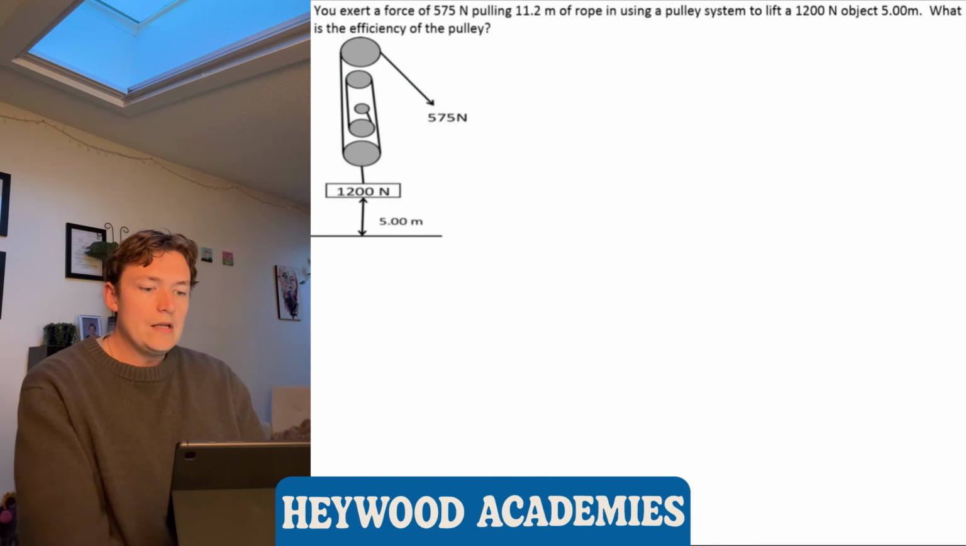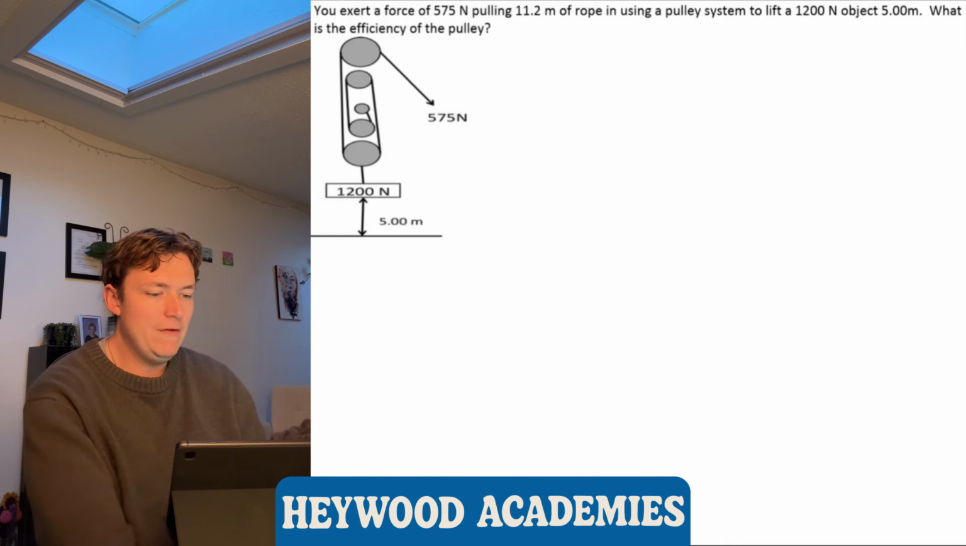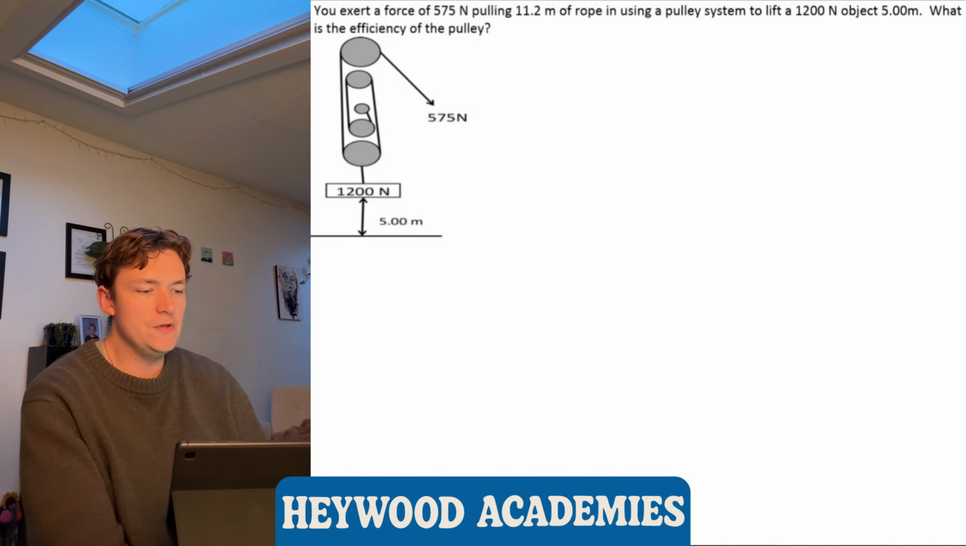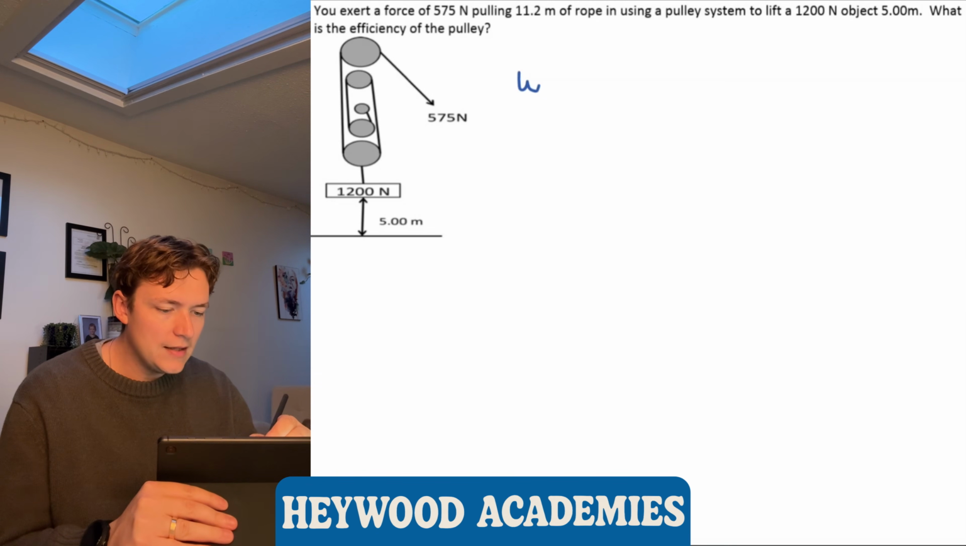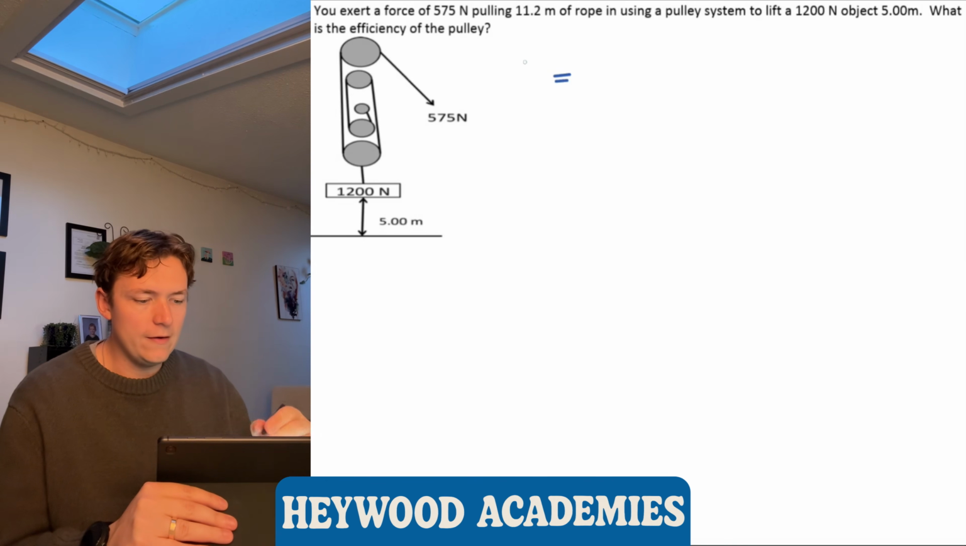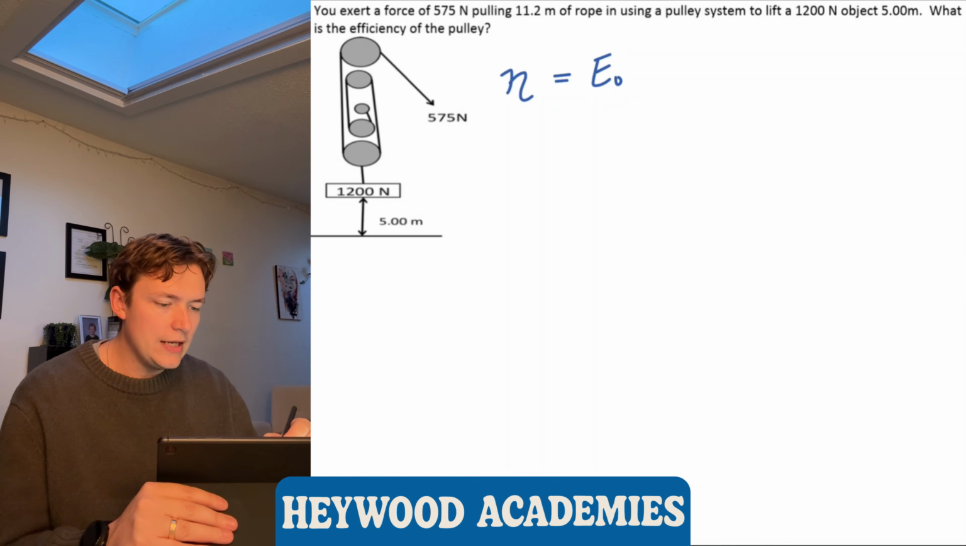Okay, what is going on here? We have a force of 575 newtons pulling 11.2 meters of rope used in a pulley system to lift a 1200 Newton object 5 meters. What is the efficiency of the pulley? Okay, so there's a bunch of stuff going on here with the picture, but I don't think we really need to worry about that at all. All that we really need to think about is that our efficiency is the energy that we're getting out divided by the energy that we're putting in.